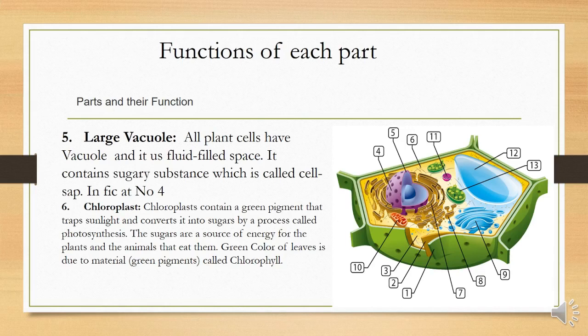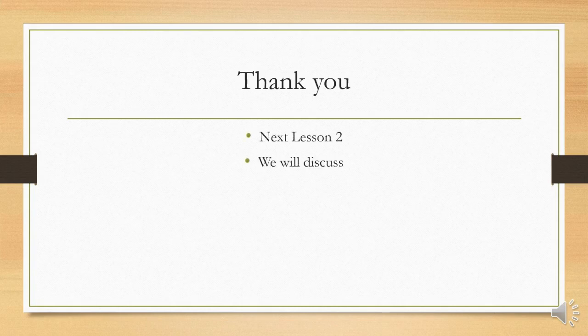So these are the six parts of the plant cell which we have discussed, and in the next lesson we will be discussing the animal cell and the main parts of the animal cell.